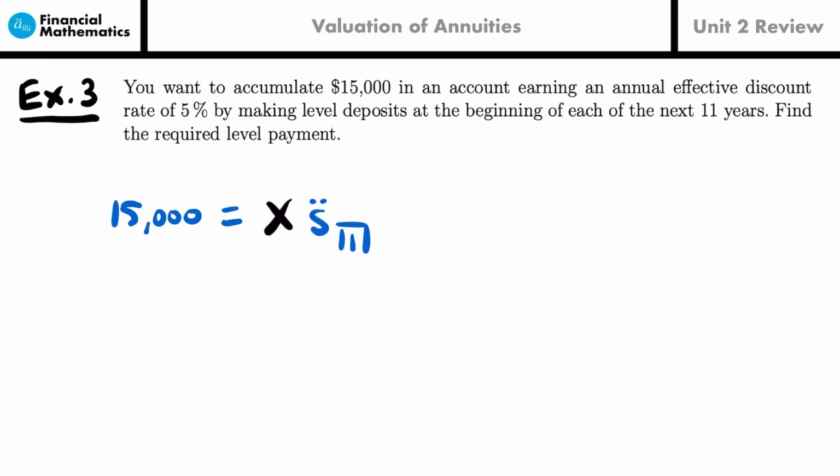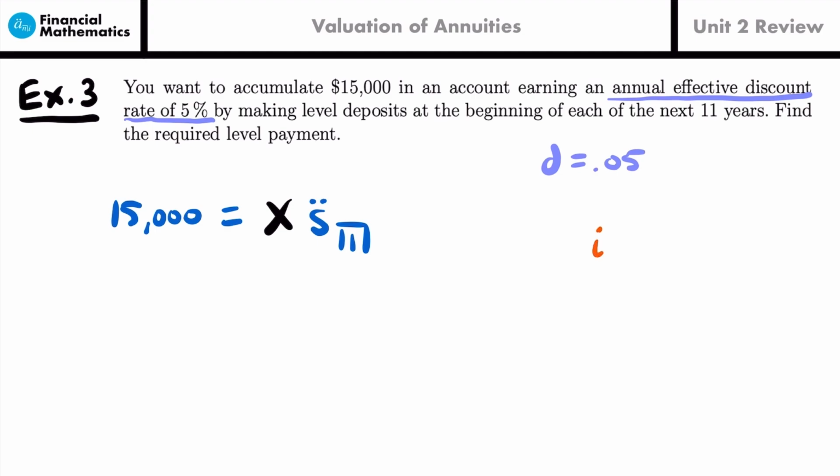All right, we've been given an annual effective discount rate of 5%. So we were given that d is equal to 0.05, but we can't use that in this notation or in this formula. So let's convert this to an annual effective interest rate. The conversion looks like this.